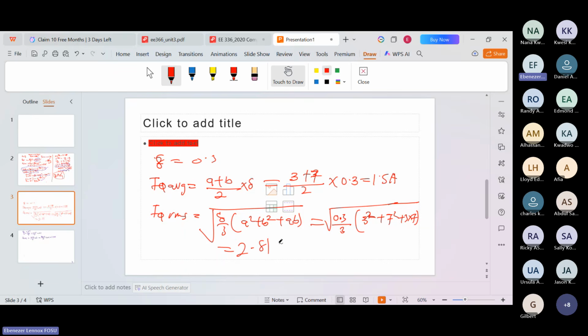2.81 amps. So we've gotten IQ RMS. So the next thing we are supposed to calculate is the ID average, right?